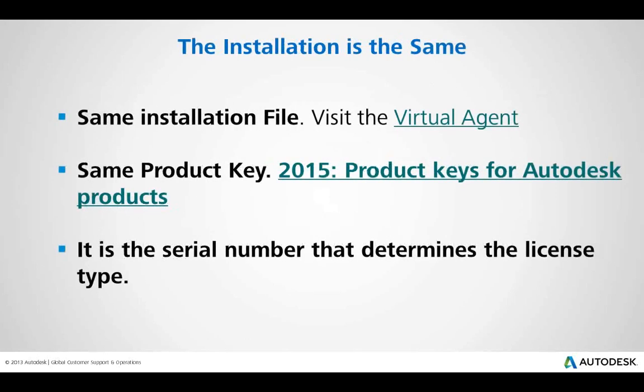The installation is the same installation file, same product key. The only difference is the serial number. The serial number determines the license type. So you'll be able to use the same installation file as your perpetual licenses and the same product keys as well.